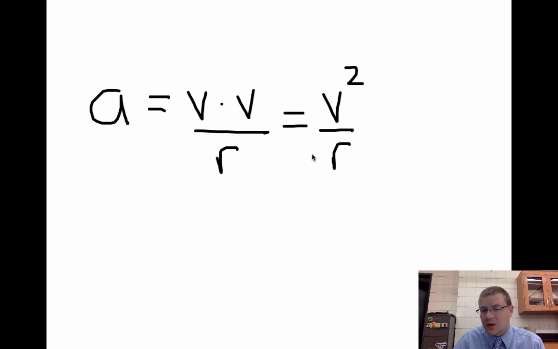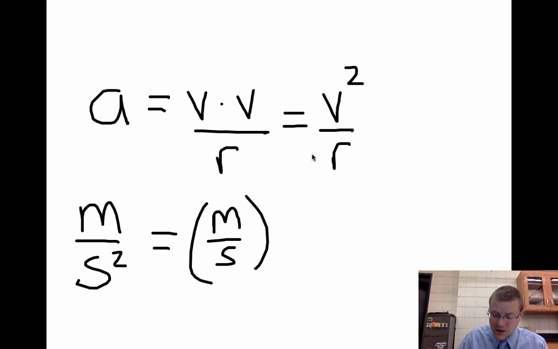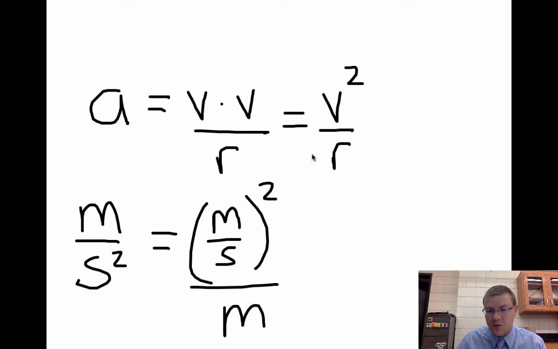And again, centripetal acceleration must have units of meters per second squared because we know that is what acceleration is measured in. So if we look at this, velocity is meters per second, squaring that whole quantity, divided by radius, which would be meters. So when you square that, you've got to square both quantities inside. One of the meters is going to cancel out, and you're left with the same exact units.